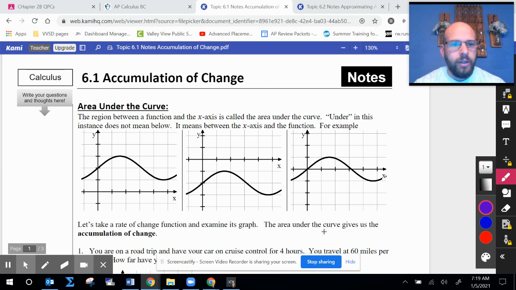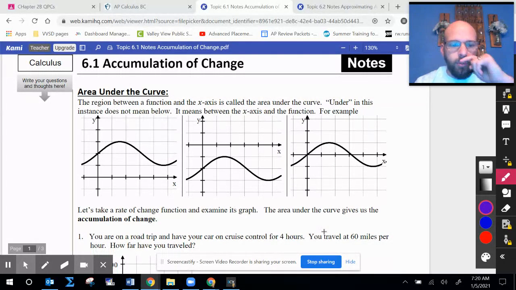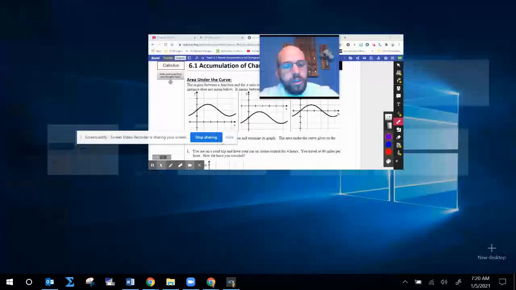Hello, everybody. Today we're going to talk about topic 6.1, accumulation of change. Today is going to be the first lesson that's going to lead us toward integration. So we're going to start with areas under the curve. When I refer to the area under the curve, I'm referring to the region between the function and the x-axis. We're always going to find that area between the function and the x-axis.